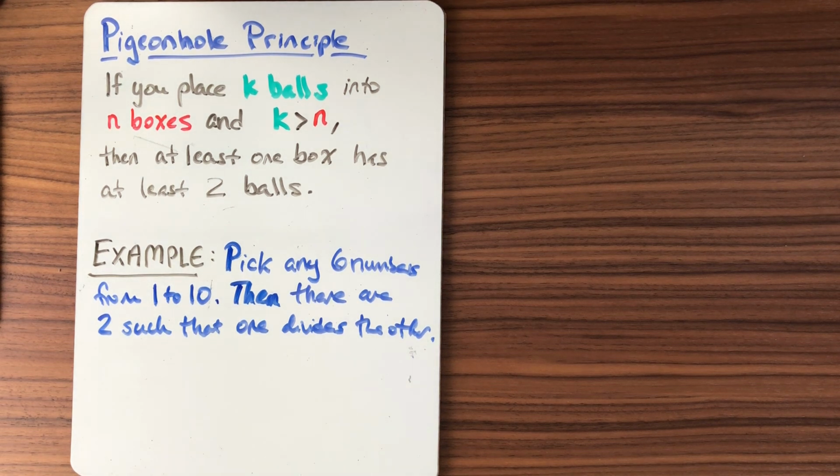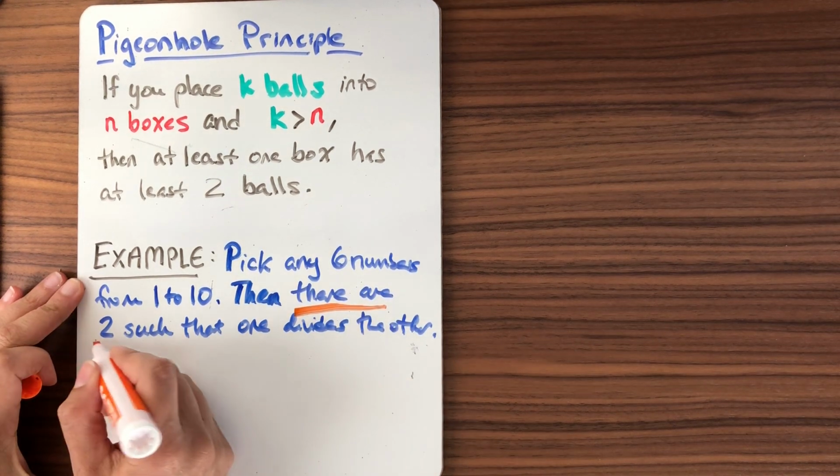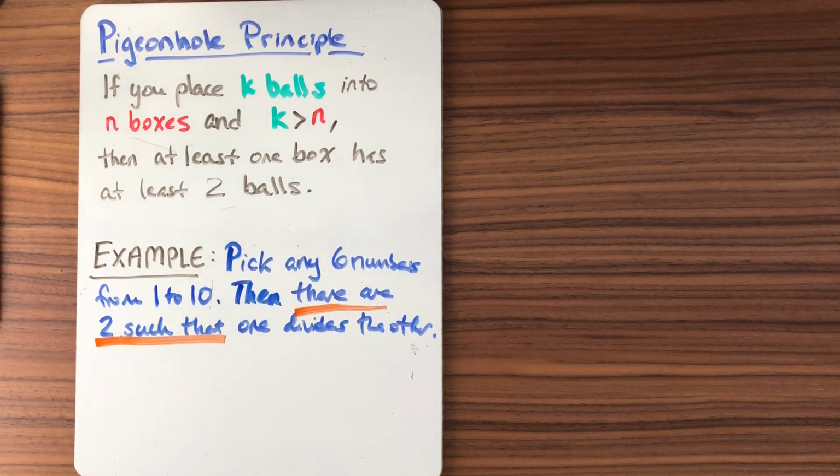We want to think about this, again, in terms of balls and boxes, in terms of the pigeonhole principle. Why? How do I know when I read this, other than the fact that it's written on the same page, that it's a pigeonhole problem? There are 2 such that. There are at least 2. Whenever you see an indication like that, there are at least blank such that, that is an indication that you're probably in pigeonhole territory.